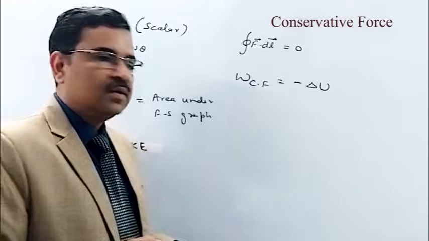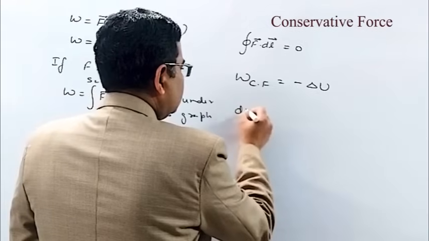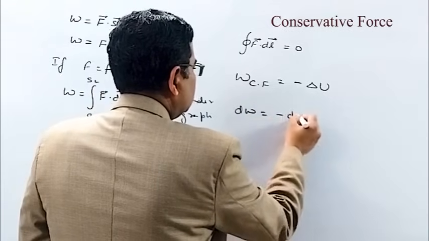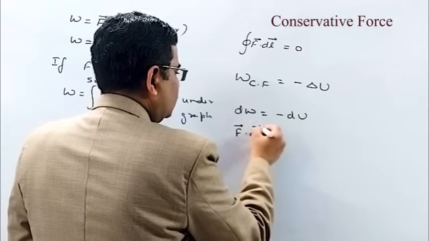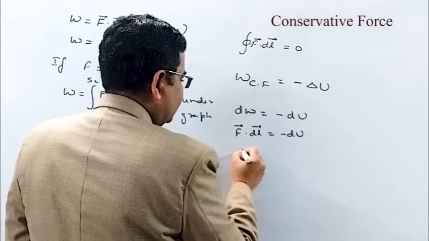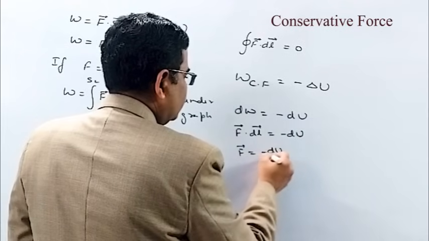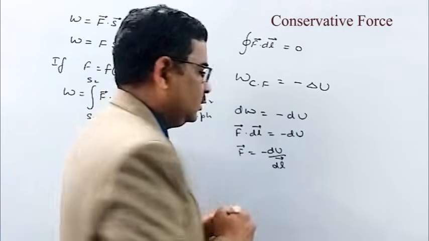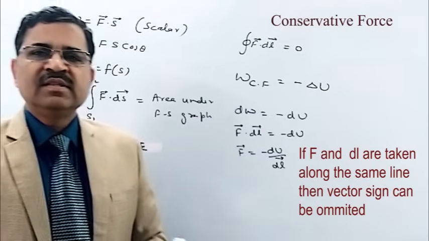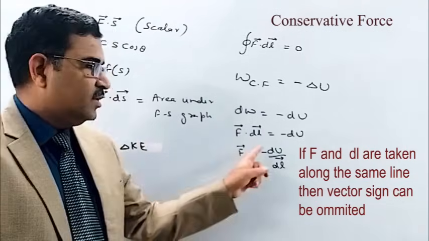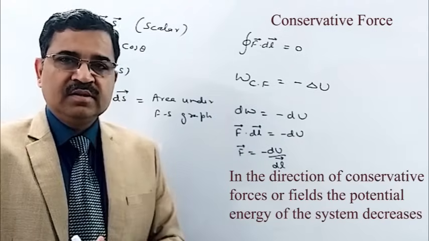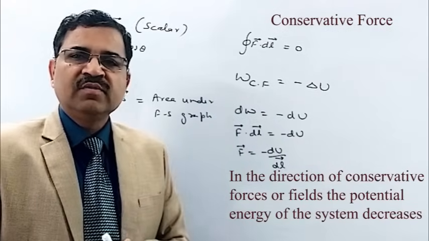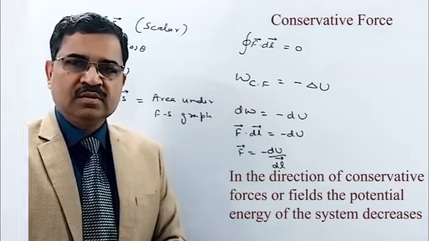So for a small work done, I can write this as dW is equal to minus du, and dW can be written as f dot dl or ds, and so I get f is equal to minus du by dl. This thing shows that the conservative force is the rate of change of potential energy. The negative sign indicates that in the direction of the conservative force, the potential energy always decreases.